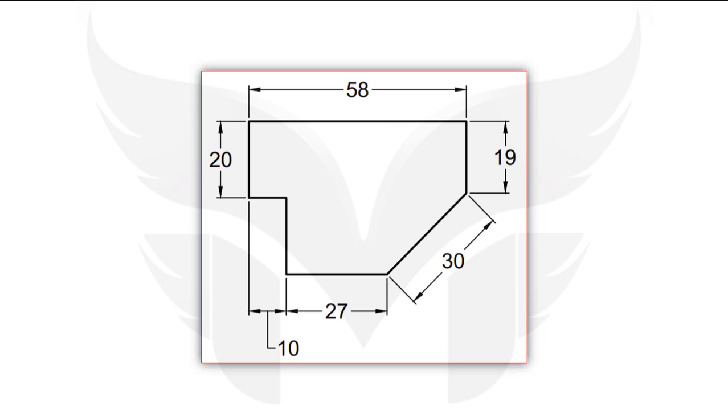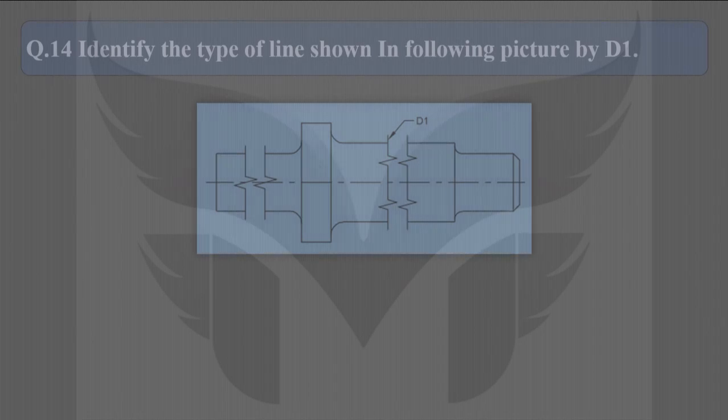Let's have a look in this figure with dimensions provided. While giving dimensions, we use dimension lines, extension lines, and sometimes leader line. And while showing these lines, we must keep the thickness of all these lines smaller than the outline of an object. So, dimension line, leader line, extension line, all are drawn by using continuous thin line pattern. Alright, let's look at the next question.